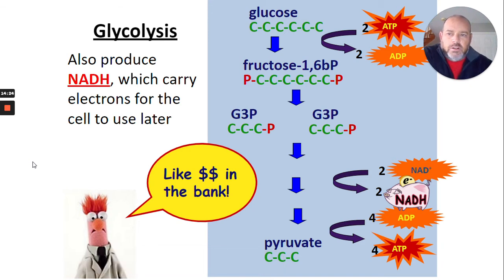So here's our same thing. We also produced some NADH. We made some NADH, and notice those are electrons going in the piggy bank. Okay, electrons going in that NADH piggy bank because we're going to save them for later. We need to save those for a rainy day, and we're going to use them later in the process.